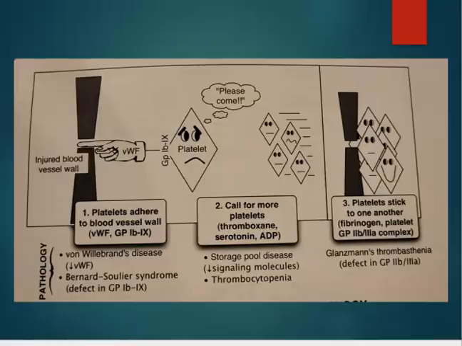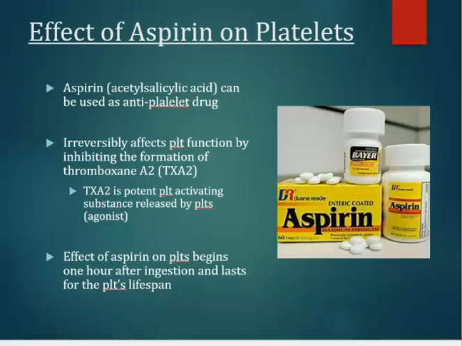The last thing that we need to talk about in this lecture is the effect of aspirin on platelets. Aspirin can be used as an antiplatelet drug. When aspirin is given to a patient, there's irreversible effects on platelet function because it inhibits the formation of thromboxane A2. The effect of the aspirin on the platelet begins 1 hour after ingestion, and it lasts the lifetime of the platelet. Remember, the lifespan of the platelet is about 9 to 12 days.